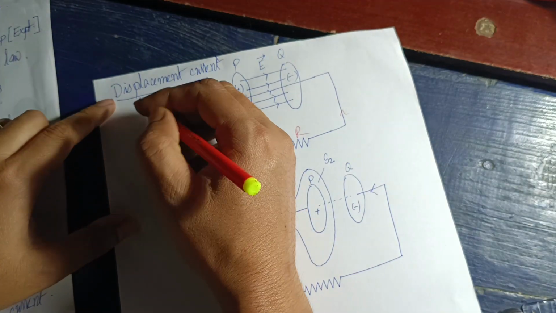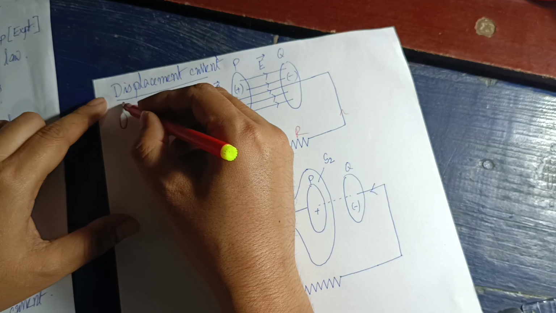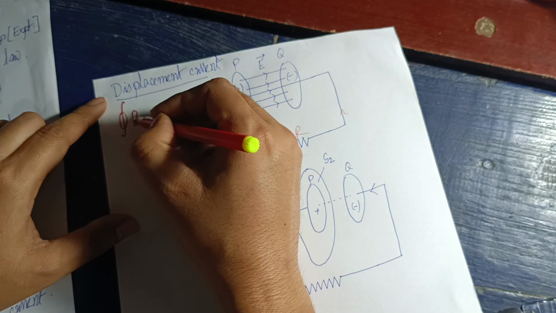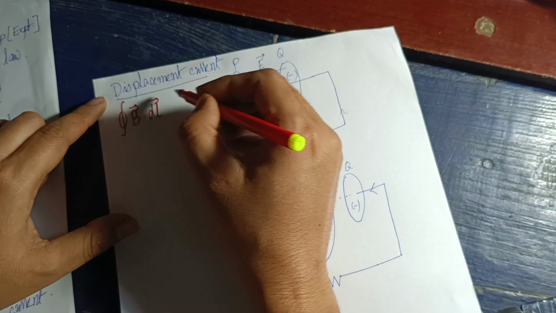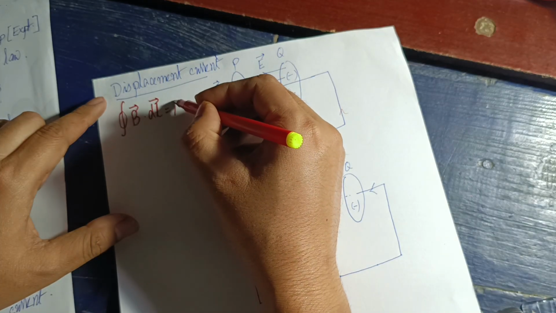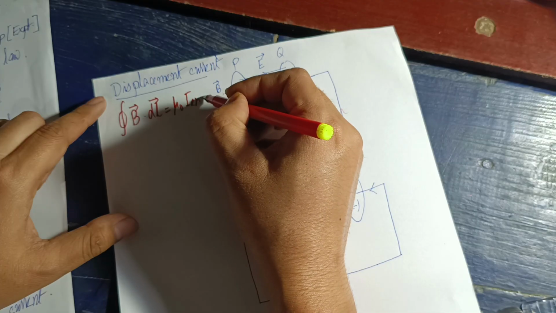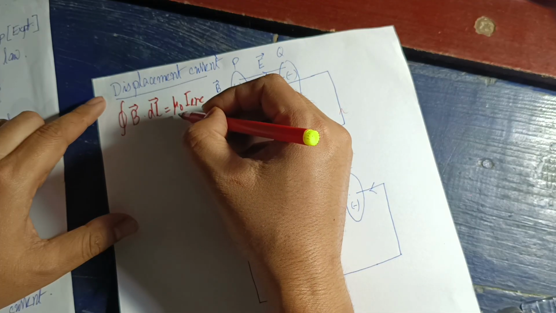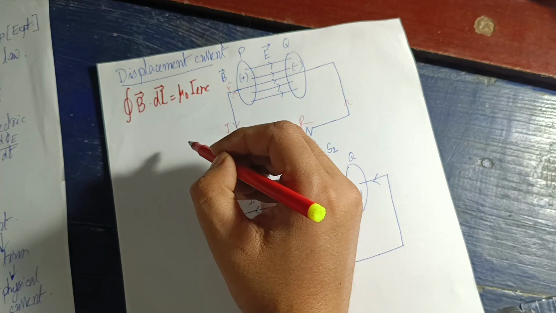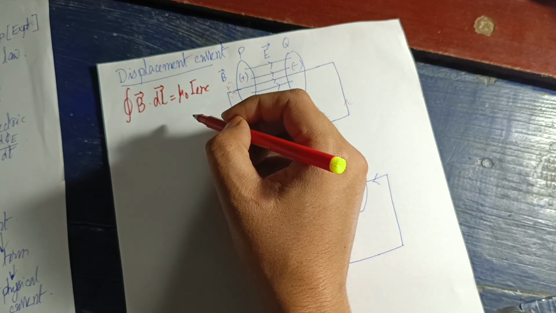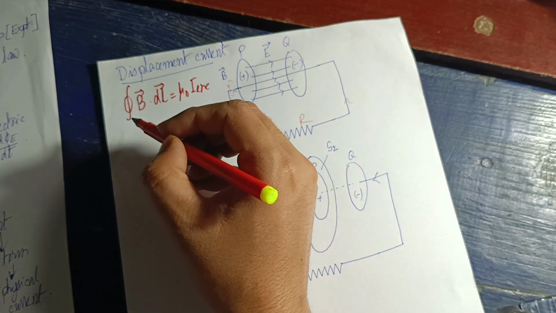So we have learned in Ampere circuital law that if we take the line integral of magnetic field around a closed path, it is equal to mu naught times I enclosed. That is mu naught times the current which is enclosed by the closed loop, that is the Amperian loop. So this is the Ampere circuital law.